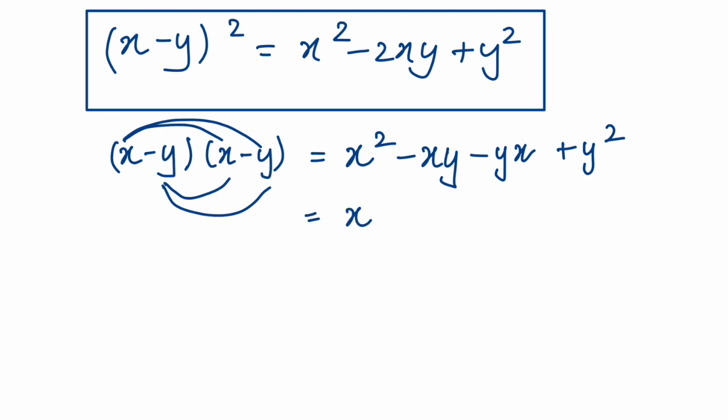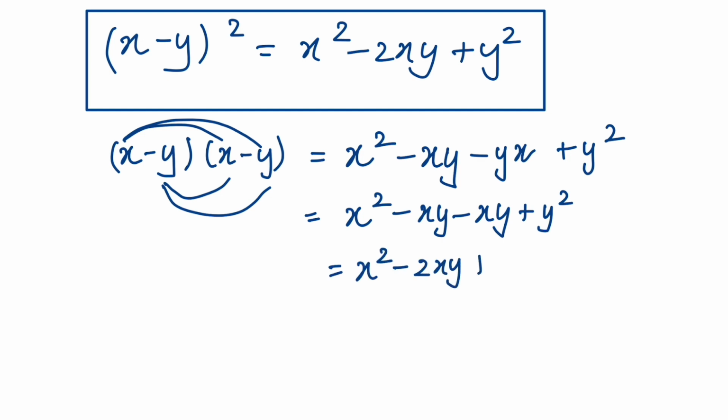This can further be rewritten as x squared minus xy minus yx plus y squared, and that is x squared minus 2xy plus y squared. Okay, so that is how you come up with the identity, but again it's better if you can keep this in your mind. Okay, x minus y the whole squared is equal to x squared minus 2xy plus y squared, but this is how you derive it as well.